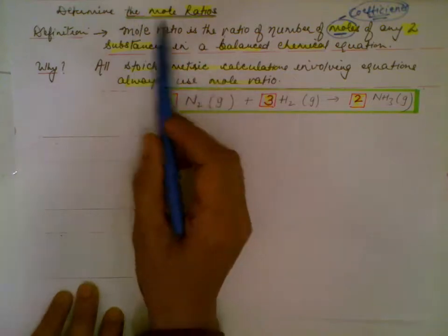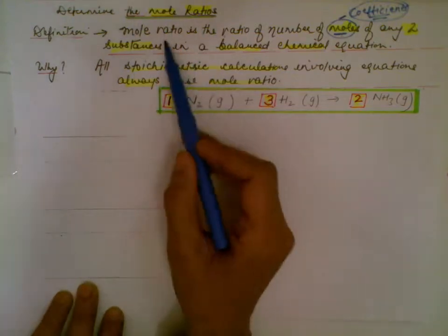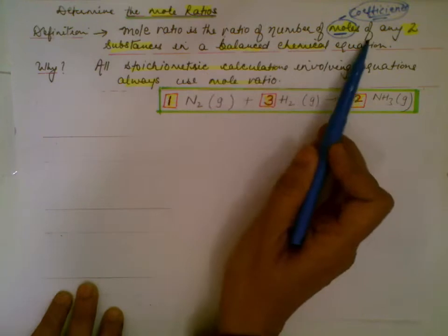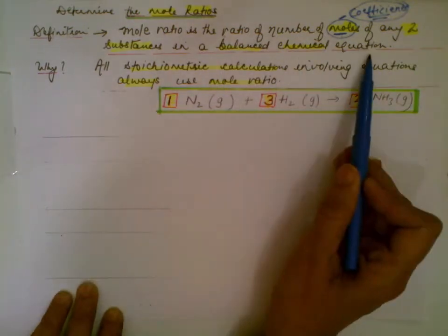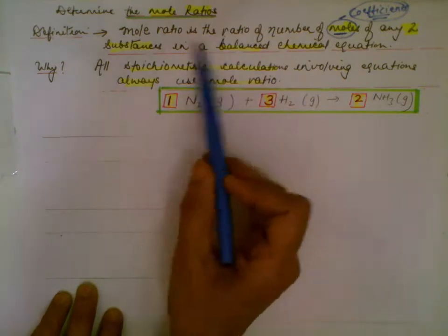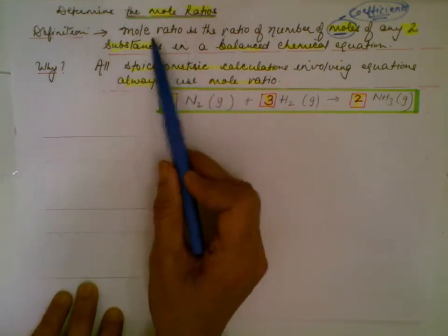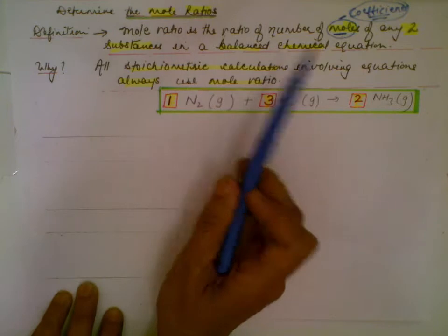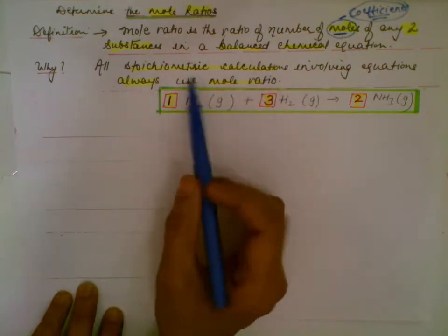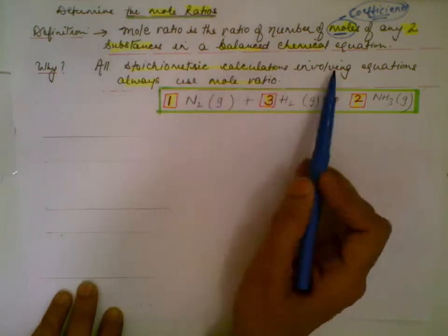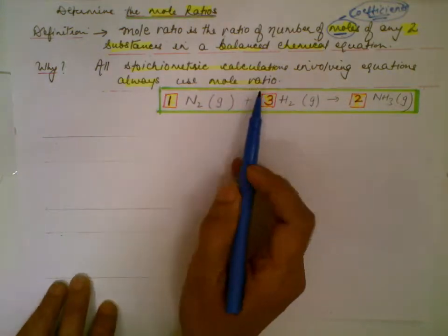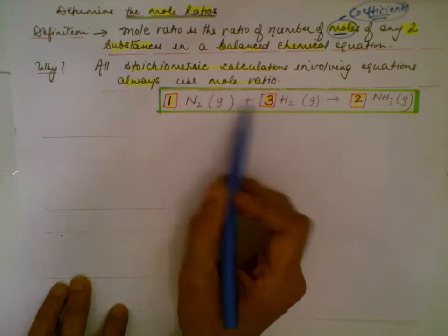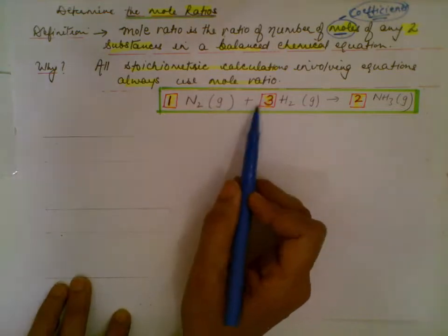Video on determining the mole ratios. Mole ratio is the ratio of the number of moles of any two substances in a balanced chemical equation. The concept of mole ratio is very important in stoichiometry problems, because all stoichiometric calculations involving equations always use the mole ratios. So we need to learn how to determine the mole ratios from the balanced chemical equation.